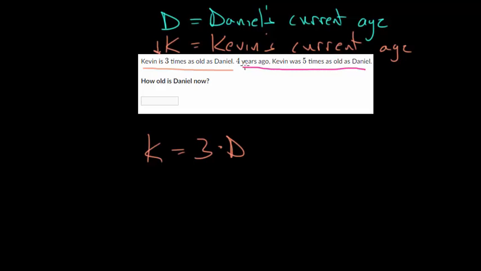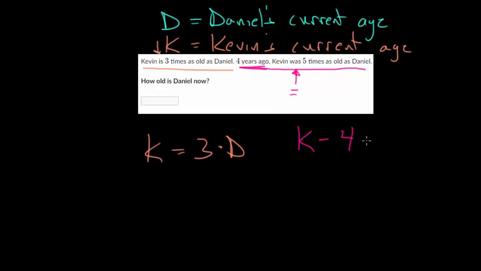So now we're saying 4 years ago, Kevin was 5 times as old as Daniel. Notice the verb to be. That's going to separate both expressions in our equation. That's our equal sign. And this one's tricky because we're talking about 4 years ago. So remember that the variables are defining the current age. So if we're talking about 4 years ago, then that would be Kevin's current age minus 4. So that signifies 4 years ago.